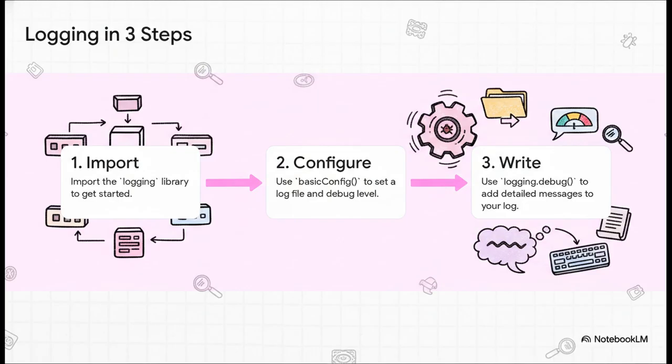And you might think this sounds complicated, but getting started is actually dead simple. It's really just 3 steps. First, you import the logging library. Second, you configure it. You just tell it, hey, I want you to save all the notes to this file, and I want you to capture all the debug level details. And third, you just go through your code and replace your prints with logging.debug.